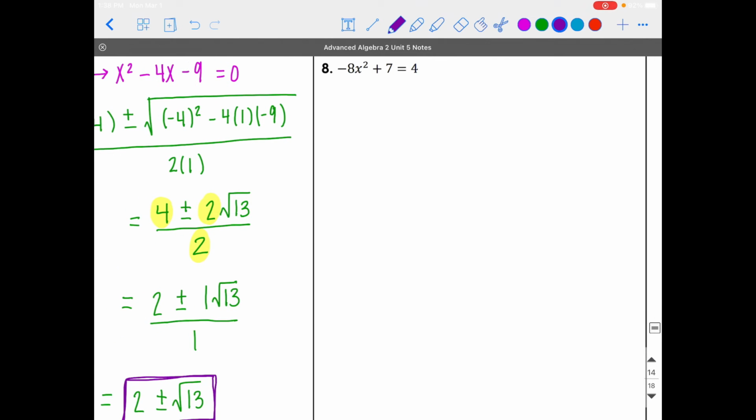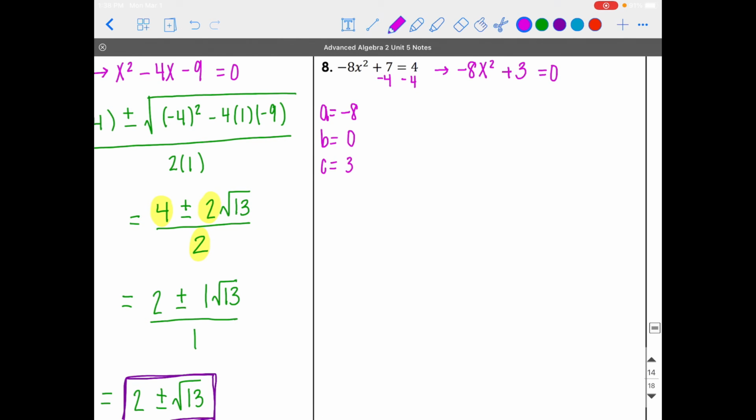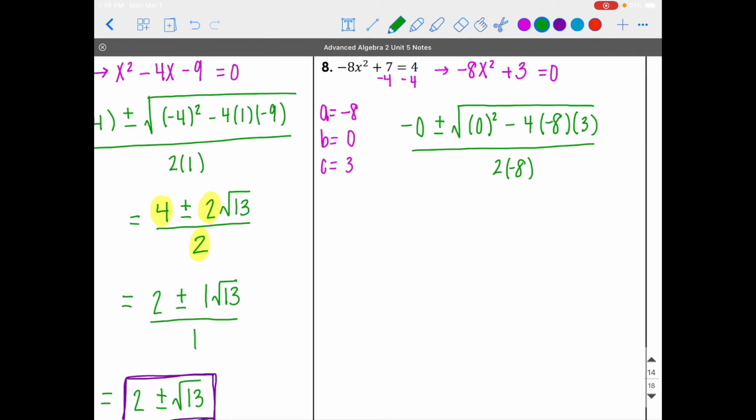All right, number 8. We're going to subtract 4 to get negative 8x squared plus 3 equals 0. So my a is -8. B, I don't have a term that's just x, so my b is 0. My c is 3. So quadratic formula: -b plus or minus square root of b squared minus 4ac, all of that over 2a.